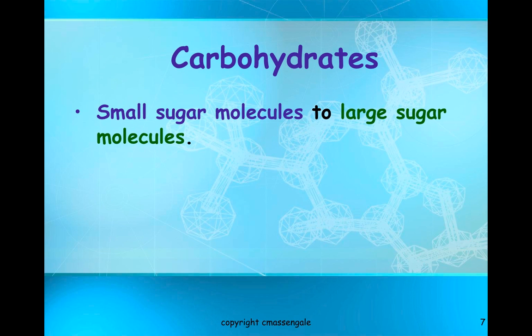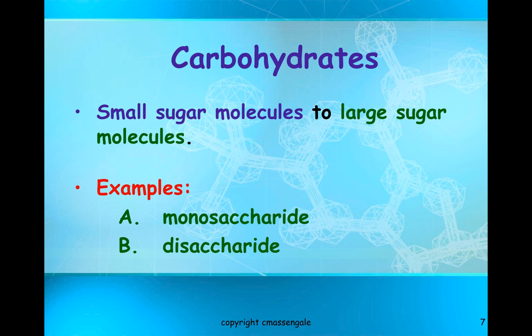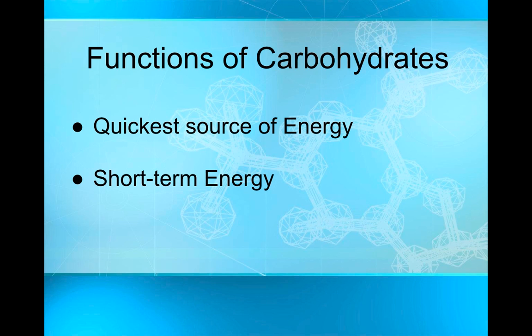All right, carbohydrates are small sugar molecules all the way to large sugar molecules. So there's this range of small to large. The smallest one is a monosaccharide. Then a medium-sized one, or pretty small still, is disaccharide, all the way to these really large sugar molecules called polysaccharides. So think of saccharide as meaning sugar, and then mono 1, di 2, poly 3 or more, or many. Their functions are, the small molecules are the quickest source of energy we can get, all the way to short-term energy, which is our polysaccharides.